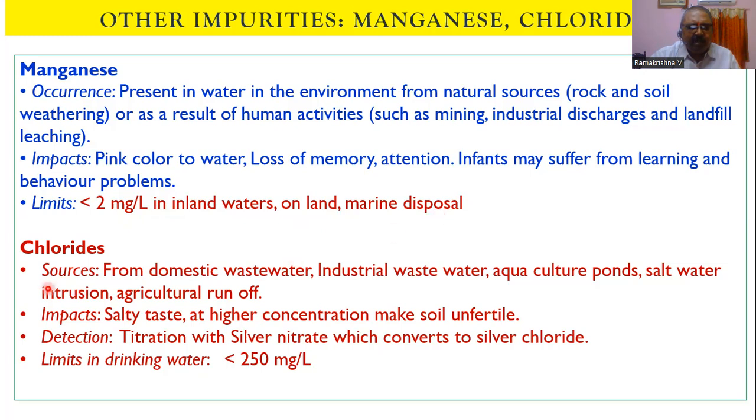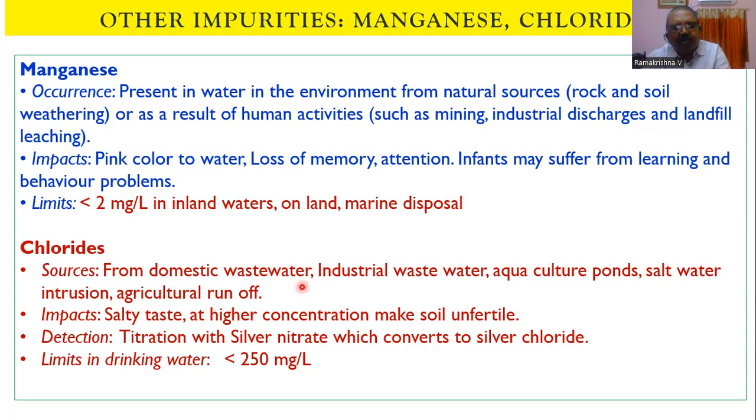Chlorides will come from domestic wastewater, industrial wastewater, aquacultural ponds, saltwater intrusion, and agriculture runoff. In domestic activities, we use common salt, sodium chloride. When the liquid or water having salt content is thrown into the sinks, it will enter the sewer lines in the form of sodium chloride mixed in the water. So that's how salts enter from domestic sources in the houses.